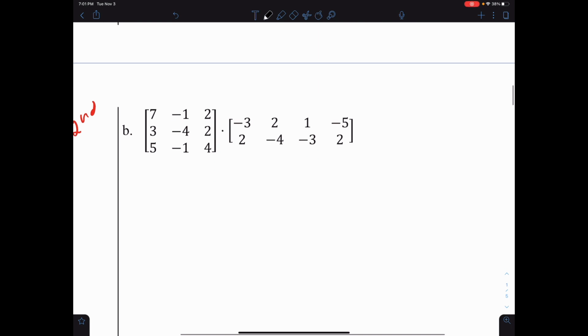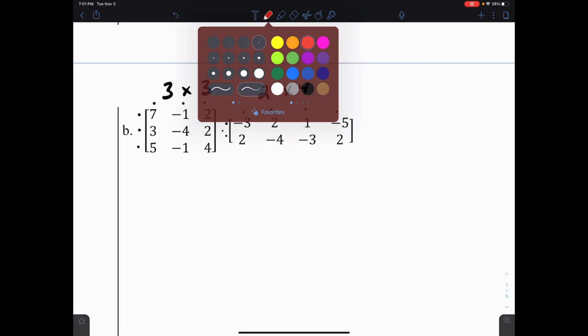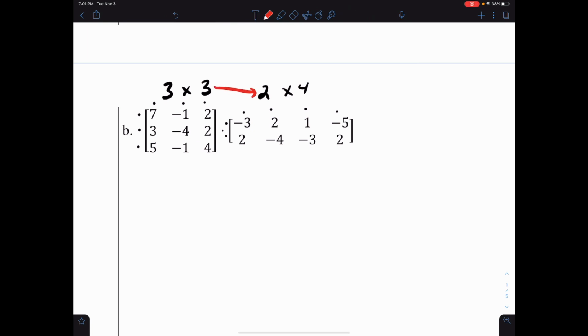So when we start a new example, right, we shouldn't do a problem that we actually can't do. So we always want to start by checking the size. Row 1, row 2, row 3, column 1, 2, and 3. So this is a 3 by 3 matrix. And then I can see in the second matrix, there's 2 rows and 4 columns. So what we can notice right away is that these here in the middle don't match. So if they don't match, we can't multiply these together. Not possible.